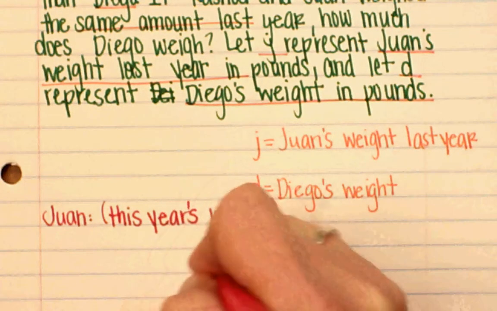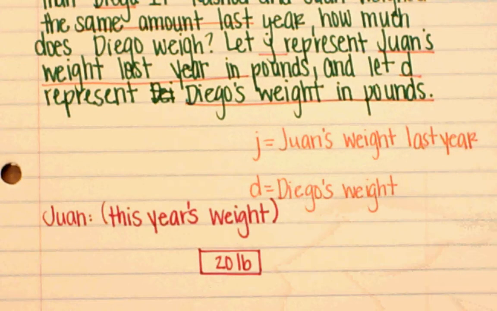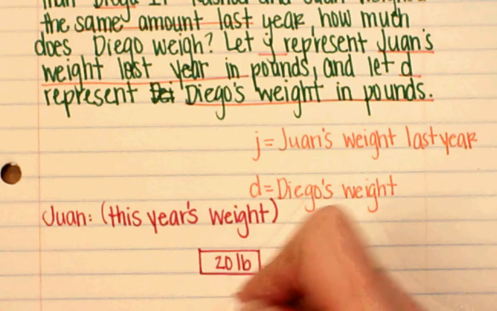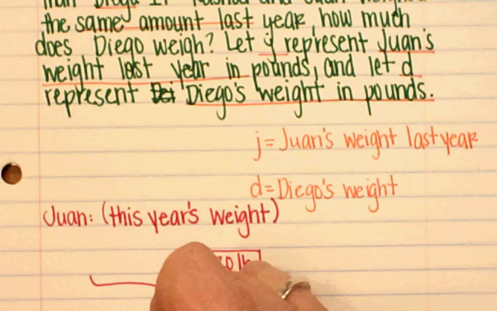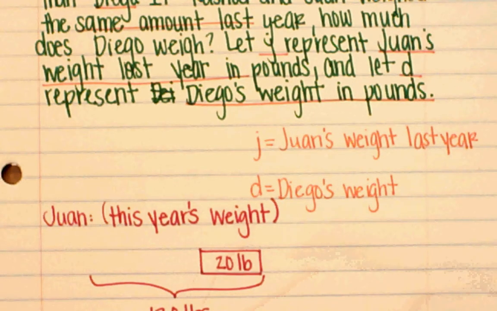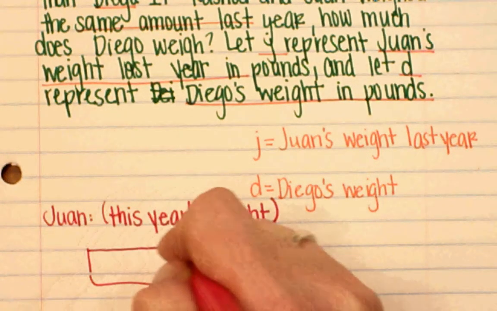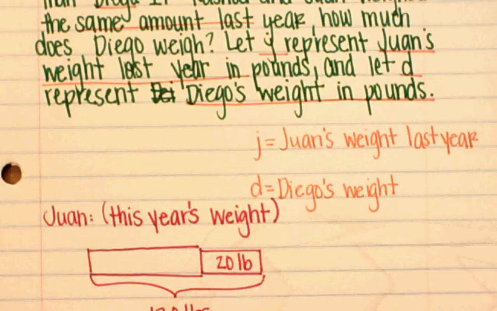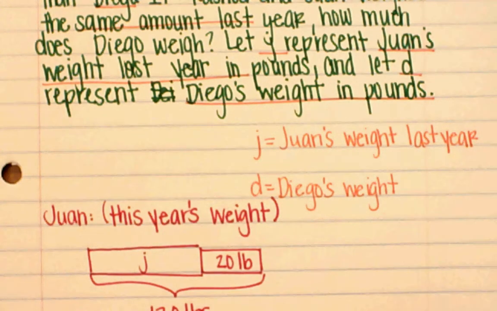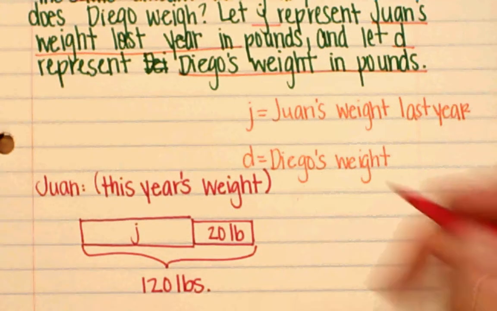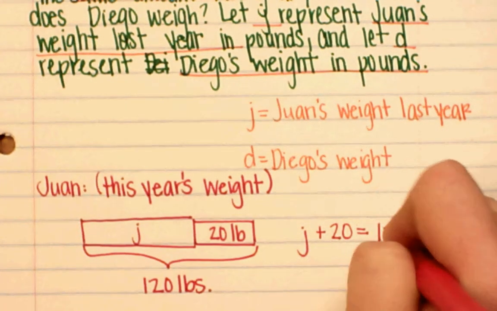Juan's weight this year, we're all talking about this year right now. We know that Juan gained 20 pounds this year. And we know that overall, since he gained that 20 pounds, he is now 120 pounds total. What we don't know is his weight last year. So I'm going to finish my tape diagram, and instead of putting a value in here, I'm just going to write J, which is the variable that we were given. So essentially, as a math problem, this says J plus 20 pounds equals 120 pounds.